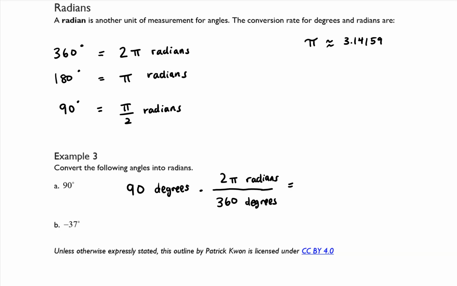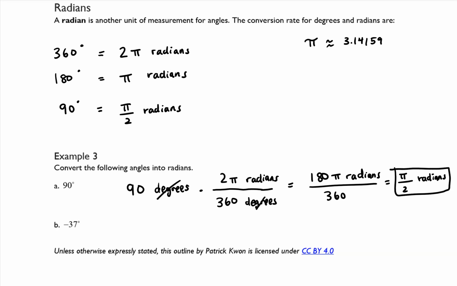And so what ends up happening is I have a degree in the numerator and I have it in the denominator, so those will end up canceling out. And now if I multiply the fractions, I would have 180, because 90 times 2 is 180, times pi radians divided by 360. And if I simplify that fraction, that just ends up becoming pi over 2 radians. So I'm going to go ahead and box that answer.